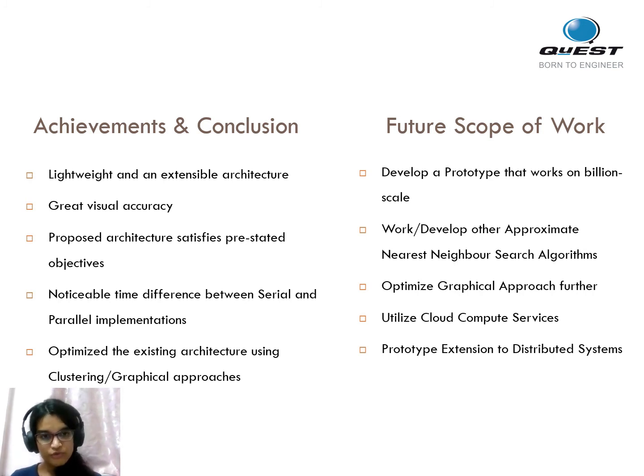Coming to the future scope, we can develop a prototype that works on a billion scale. So we can extend the same architecture to a billion scale. And we can also work and develop on other approximate nearest neighbor search algorithms, and this would require a little bit of research. We could also optimize the graphical approach even further to make the performance even better. And we could also utilize cloud compute services like AWS or Azure instead of local infrastructure. And we can also extend the prototype to distributed systems, Hadoop, and cluster or grid programming systems.